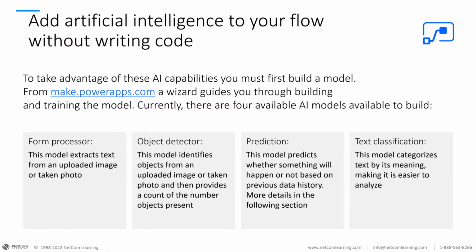There is a wizard at make.powerapps.com, and it'll guide you through building and training the model for your flow. There are 4 available AI models that you could build. There's a form processor, where it'll extract text from an uploaded image or taken photo and then repeat back and store that information for you. This would be good if you take a screenshot of a whiteboarding session or of an invoice or receipt or something of that nature.